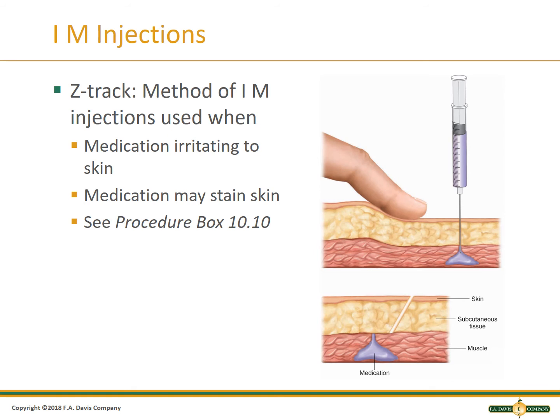Also, some medications have to be given by the Z-track method. This is a method of intramuscular injections used when the medication is irritating to the skin or may stain the skin. There's a lot of medications that will do that, such as vitamin B12 and also iron. And these are usually given in the dorsogluteal muscle. Before you insert the needle, you pull the skin laterally 1 inch away from the injection site. You're going to wait 10 seconds before removing the needle to allow the medication to be absorbed deeply. And that's the Z-track method.